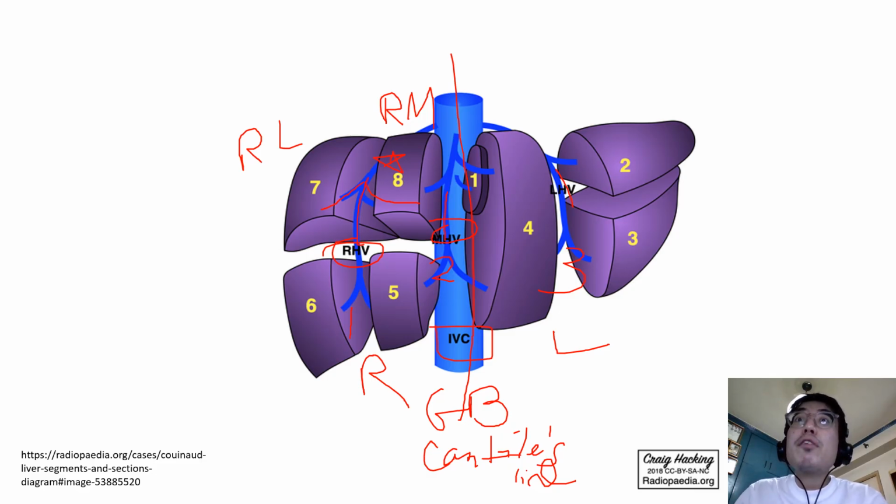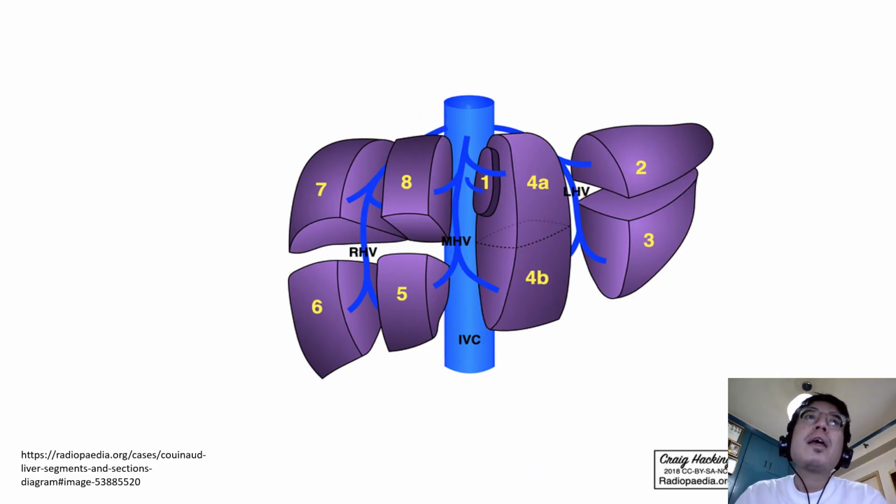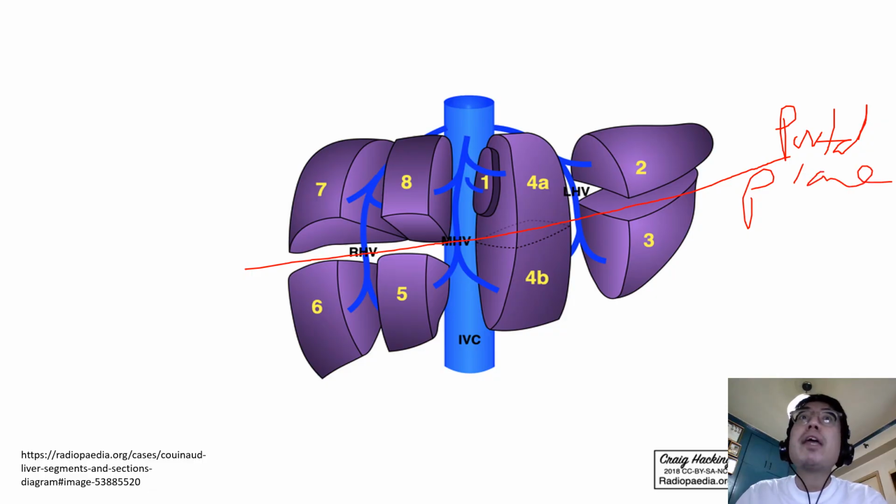The left hepatic vein, located in the left intersegmental fissure, divides the left lobe into a left medial and a left lateral section. A horizontal plane further divides the liver, known as the portal plane. The portal plane is where the portal vein bifurcates and becomes horizontal, dividing each section of the liver into superior segments and inferior segments.